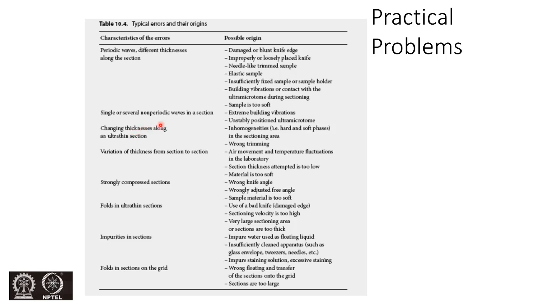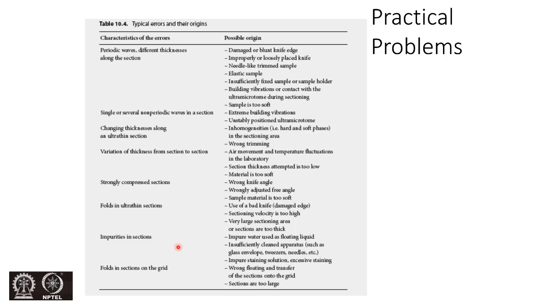And then changing thicknesses along an ultra thin section is because of the inhomogeneities present in the sample and in sectioning areas and wrong trimming. Then variation of thickness from section to section, so air movement and temperature fluctuations in the laboratory, or the section thickness attempted is very low, and strongly compressed sections because of the wrong knife angle or wrongly adjusted free angle. Then folds in ultra thin sections. This is because of the bad knife again, and very large sectioning area.